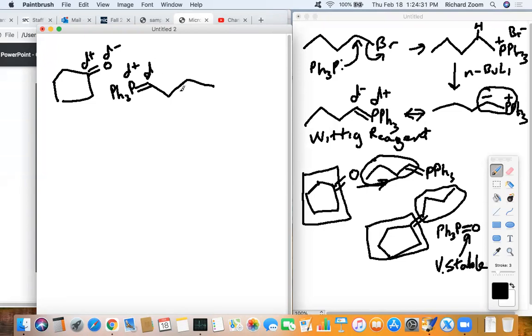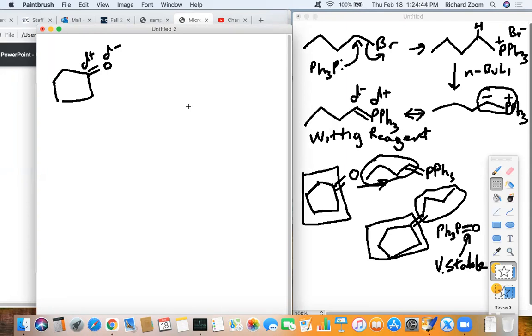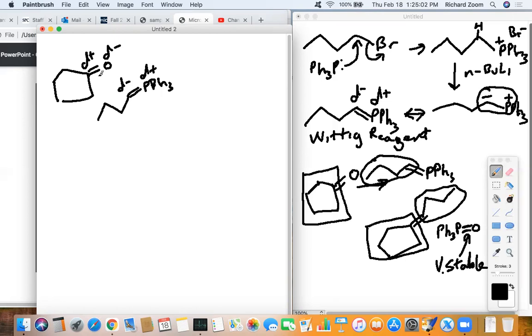I probably didn't draw that correctly. I'm going to flip this around because it's going to make it a little bit easier for me to show you this. I meant to draw it flipped around rather than the way I did do it. Okay, let's try that instead. So that's going to be delta minus on the C, delta plus on the P.